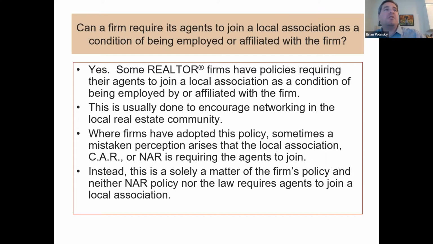It's usually done to encourage networking in the local real estate community or for other reasons. But where firms have adopted this policy, sometimes there's a mistaken perception that it's actually the local association or C.A.R. or NAR that's requiring the agents to join, but that's not the case. It's the firm that's making that decision.